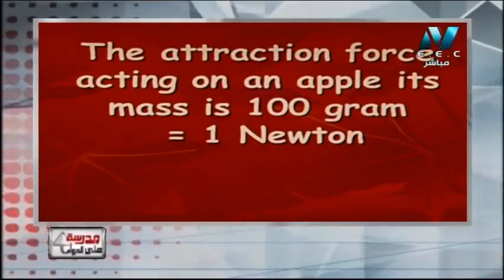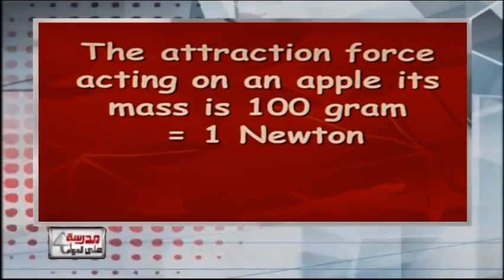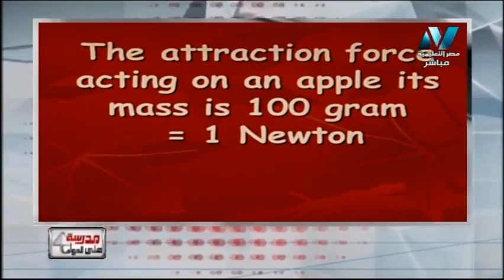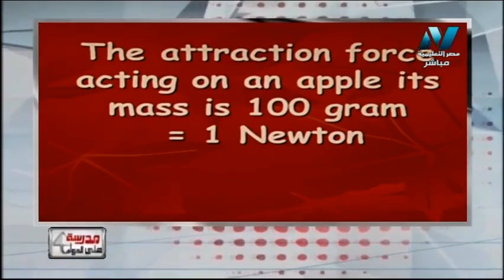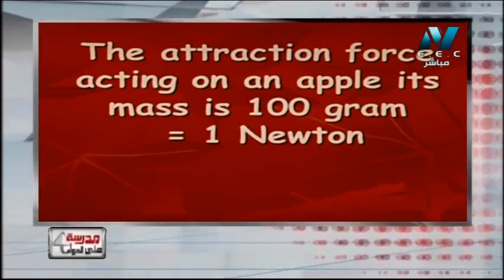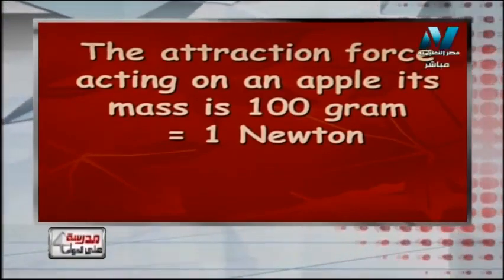So now let's have a note here. ملاحظة مهمة جدا. What is this? The attraction force acting on a body of 100 gram equal what? 1 newton. اتفقنا من شوية ان اي حاجة بتساوي 100 gram فالماس هتساوي في الويت 1 newton. طب لو 200 gram 2 newton، 400 gram 4 newton، 700 gram 7 newton and so on. Okay? 900 gram 9 newton and so on.